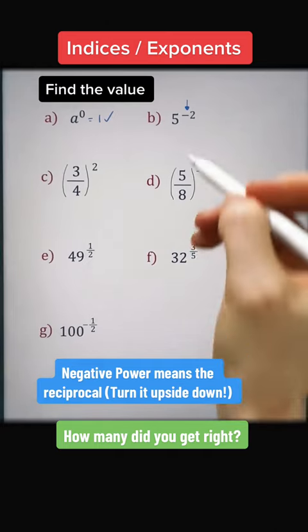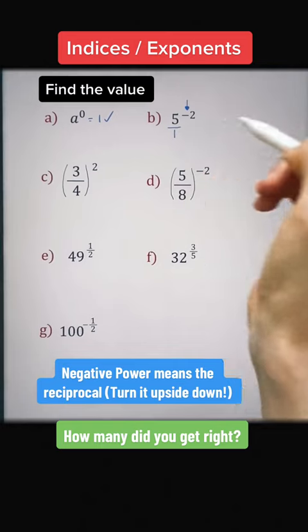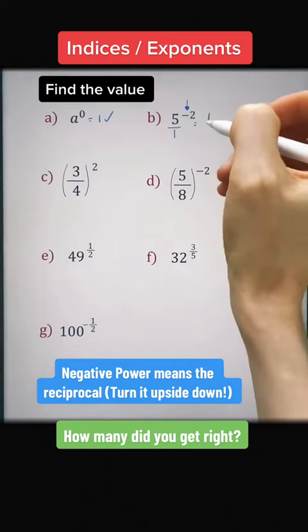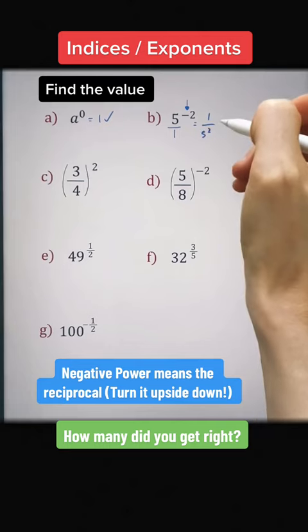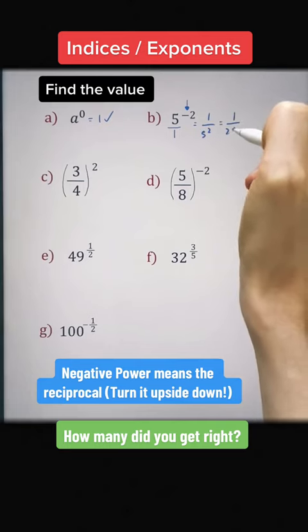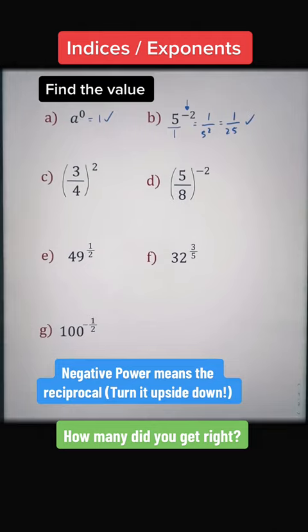If it's not already a fraction, we know that 5 is the same as 5 over 1. Hence, turning it upside down, that becomes 1 over 5 squared. 5 squared is 5 times 5, which is 25. Hence, 5 to the power negative 2 is equal to 1 over 25.